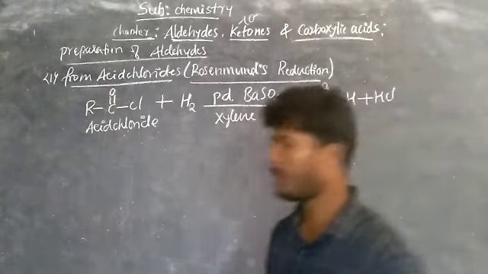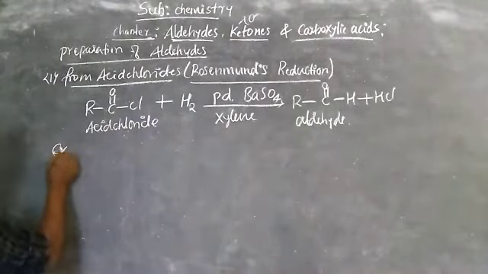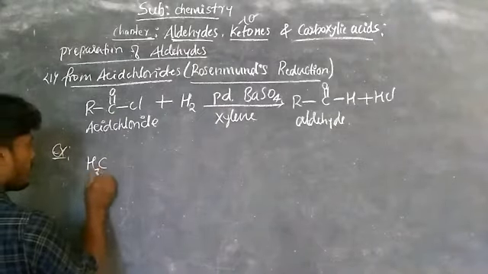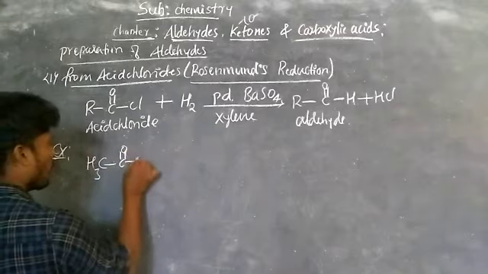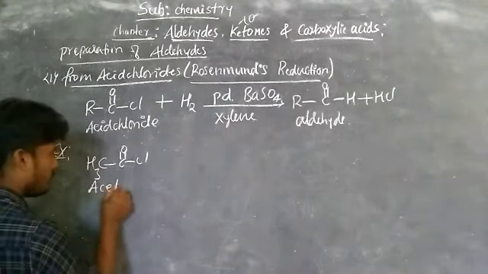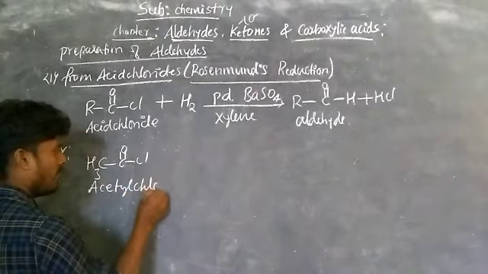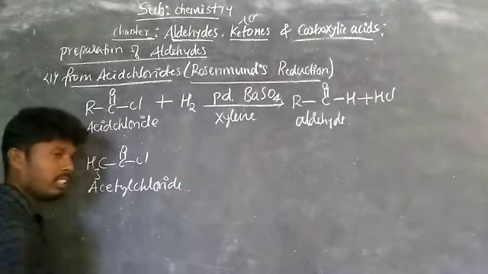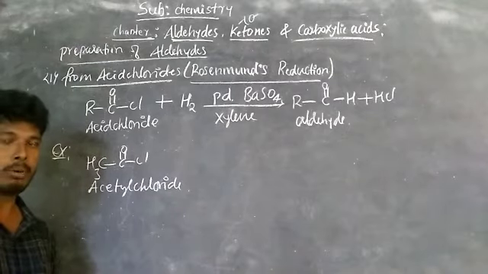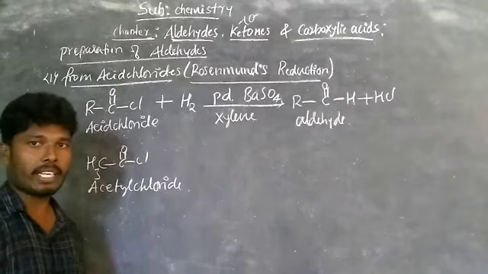Now take an example to this general reaction. Take CH3, C double bond O bond Cl. What is this called? Acetyl chloride. The Rosenmund reaction is very important. If 2 marks are asked, write the Rosenmund reaction. I explained the Rosenmund reaction and completed it.